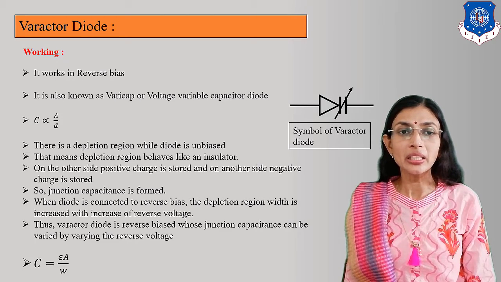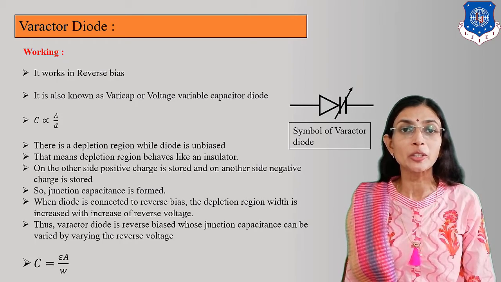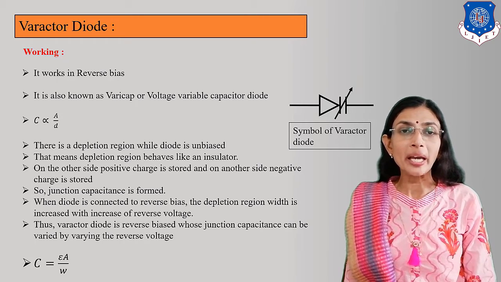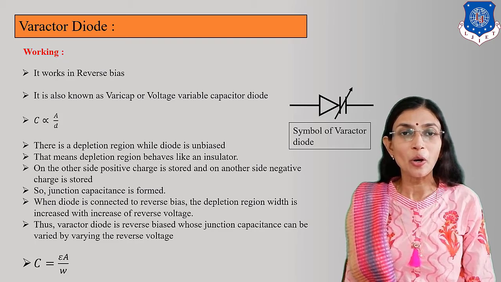So it is represented by this equation: C is equal to epsilon A by W. W is the width between the two parallel plates of the capacitor, or the junction.